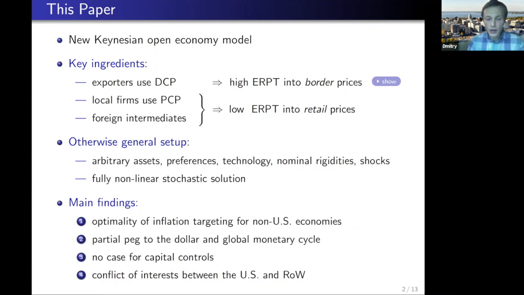And finally, we show that there is a fundamental conflict of interest between the US and the rest of the world, which makes the global cooperation highly unlikely. So even though the rest of the world benefits from the global cooperation, the US loses from such cooperation and has little incentive to participate in such coordination. On the other hand, more local forms of coordination, such as currency union, turn out to be beneficial for its members. So it turns out that under additional assumptions, the countries can actually benefit from forming a currency union at the local level.